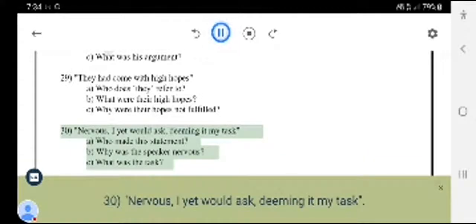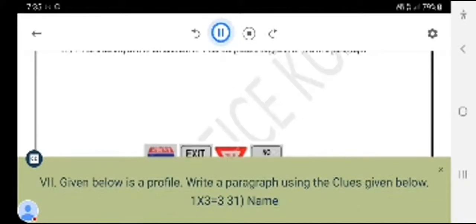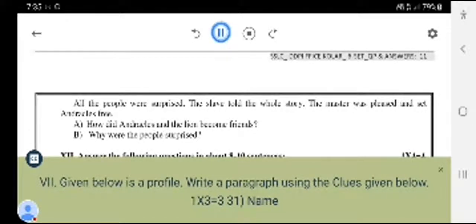30. Nervous. I yet would ask, deeming it my task. A. Who made this statement? B. Why was the speaker nervous? C. What was the task? 7. Given below is a profile. Write a paragraph using the clues given below.